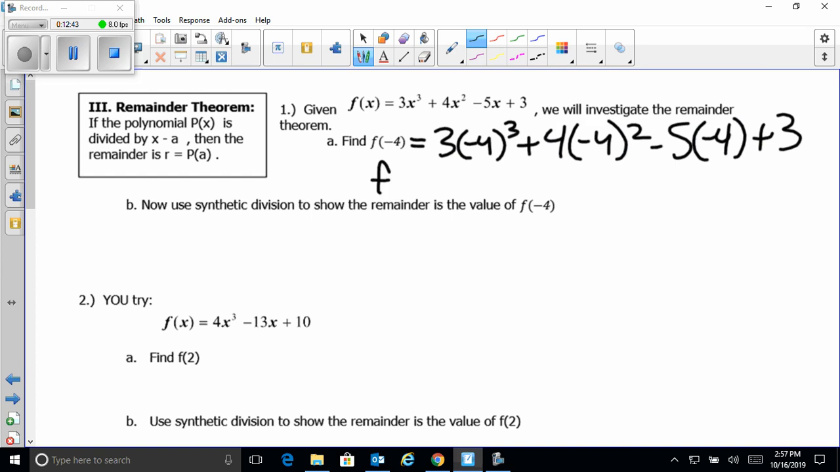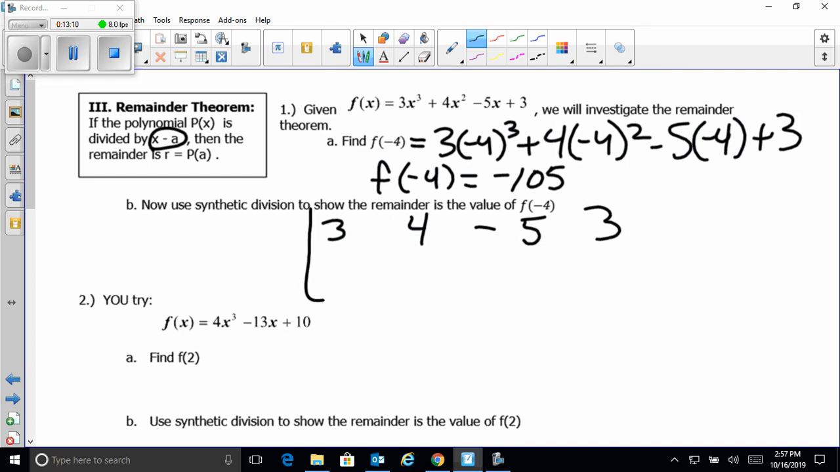What is f of negative 4? F of negative 4 is negative 105. So I'm going to test this theory. This says if we're dividing by that same thing, that we would get the same remainder. So let's look at that. We'll do synthetic division, 3, 4, negative 5, and 6. And we're dividing it by negative 4.